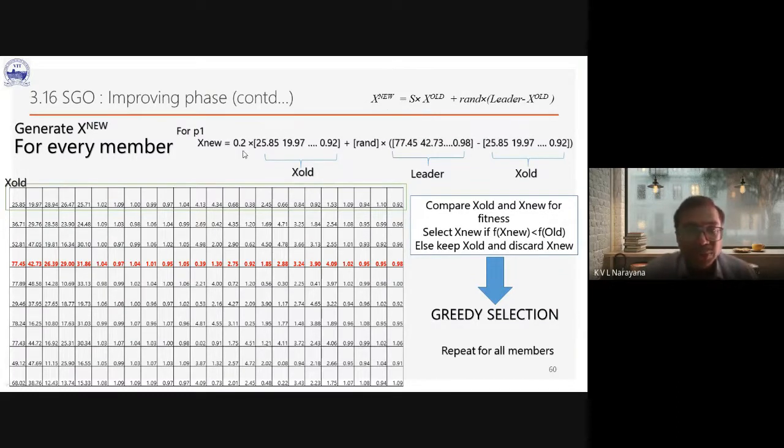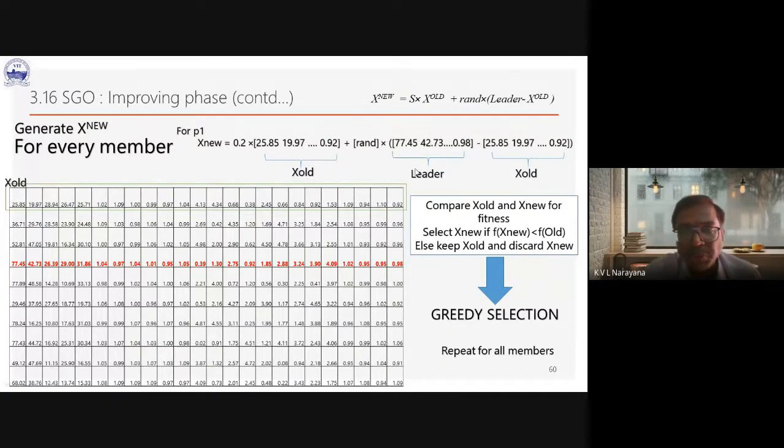So the x new is calculated for each member. You can see S is taken as 0.2, x new equals S, which is 0.2, times x old. For example, this population member is to be changed. So this population member, that means this solution, is to be changed to the new one.